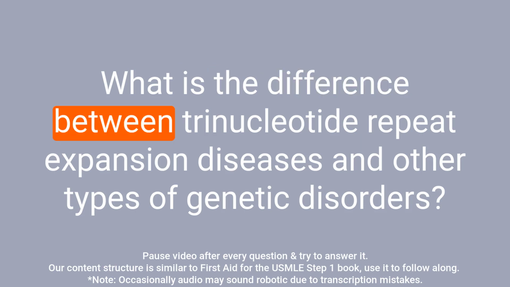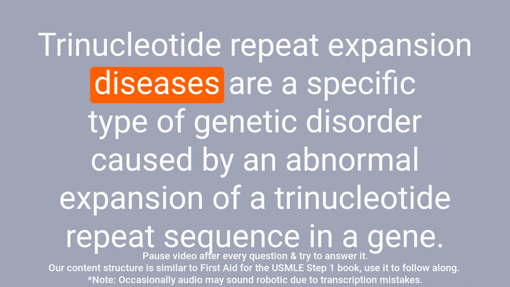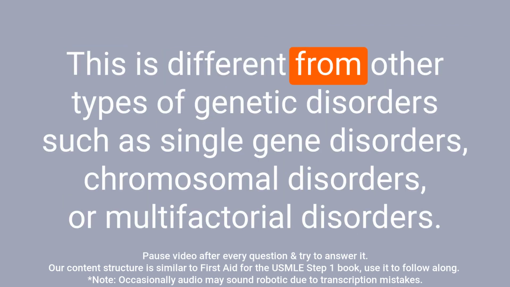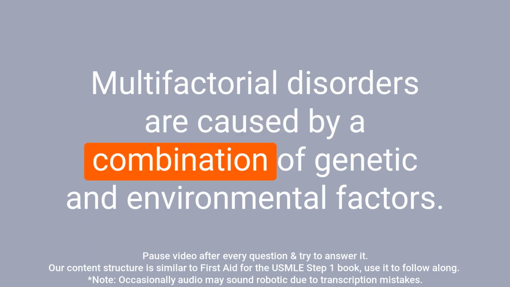Question: What is the difference between trinucleotide repeat expansion diseases and other types of genetic disorders? Answer: Trinucleotide repeat expansion diseases are a specific type of genetic disorder caused by an abnormal expansion of a trinucleotide repeat sequence in a gene. This is different from other types of genetic disorders such as single gene disorders, chromosomal disorders, or multifactorial disorders. Single gene disorders result from mutations in a single gene, while chromosomal disorders are caused by changes in the structure or number of chromosomes. Multifactorial disorders are caused by a combination of genetic and environmental factors.